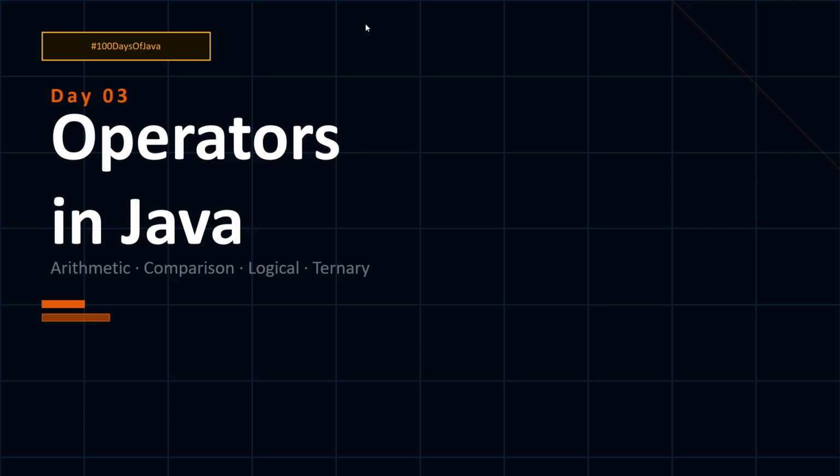Day 1 was about setting up Java, and day 2 was about variables and data types. Then day 3, where your code finally starts doing things like calculating, comparing, and making decisions. By the end of this video, you will know how to use 5 types of operators in Java: arithmetic, comparison, logical, assignment, and ternary. And yes, we are going to type every single example live in Eclipse, so you can follow me along. Let's get started.